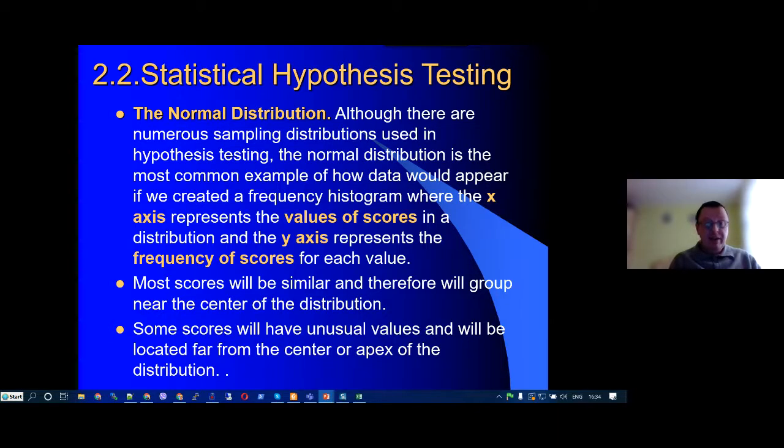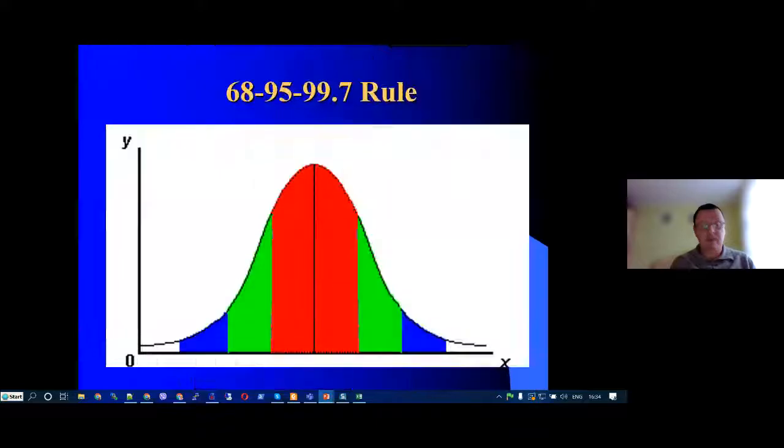There are multiple sampling distributions used in hypothesis testing, but the most common is the normal distribution, which represents how data would appear if we create a frequency histogram where the x-axis represents the value of scores in the distribution and the y-axis represents the frequency of scores of each value. Most scores will be similar and therefore will group near the center of the distribution. Some scores with unusual values will be located far from the center of the distribution.